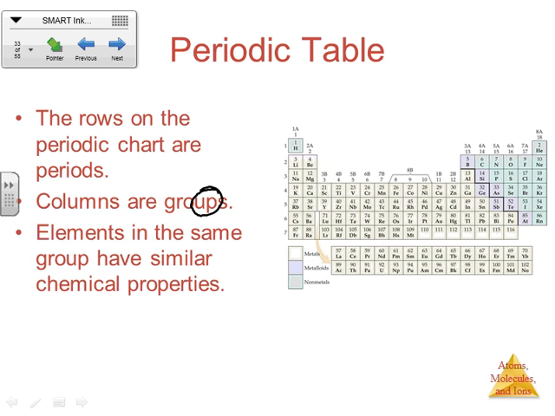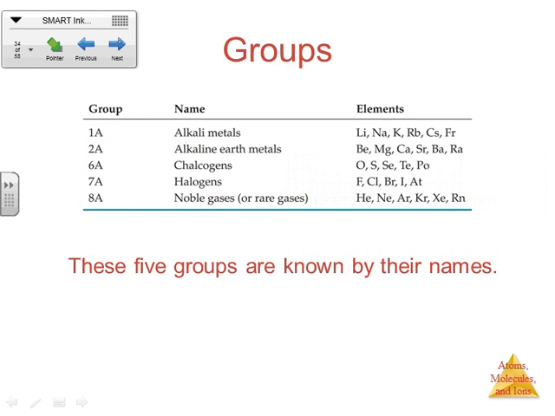There are certain groups that you might want to know the names for. I'll tell you the ones that I really care that you know the names for: the alkali metals, alkaline earth metals, the halogens, and the noble gases. The chalcogens, I'm not even sure how to say that. That one doesn't come up very often, but you might just want to be able to recognize that that's the column that has oxygen in it.